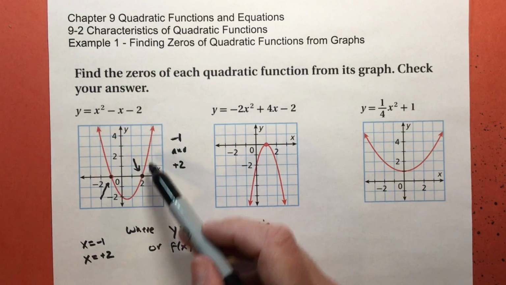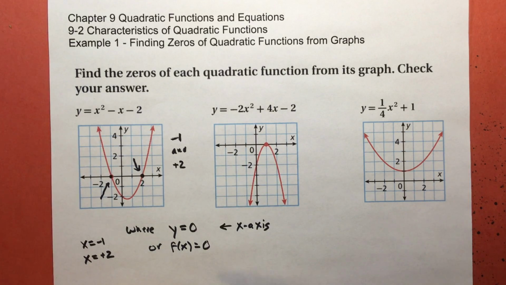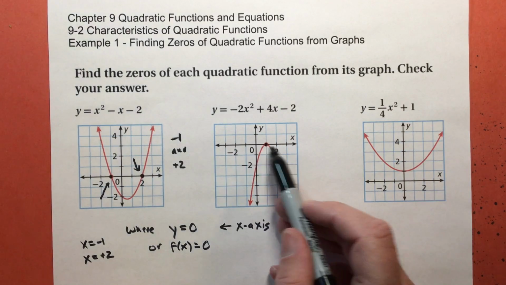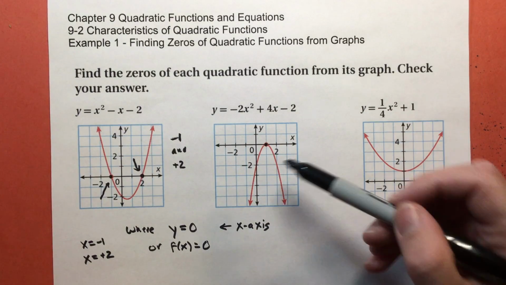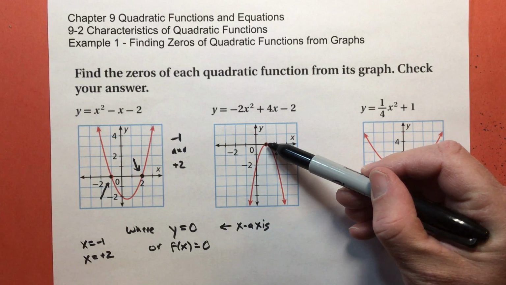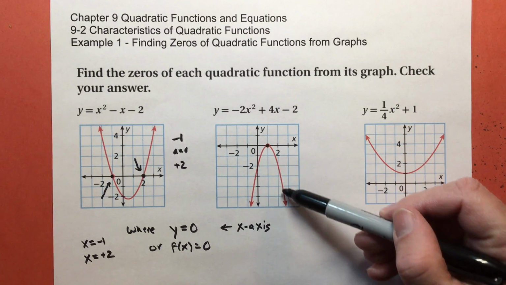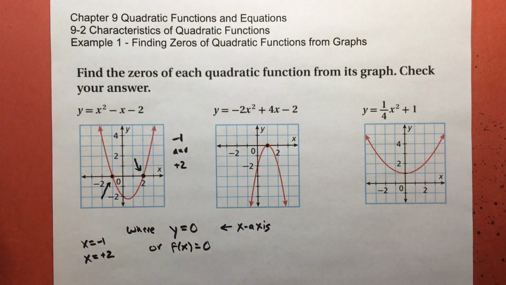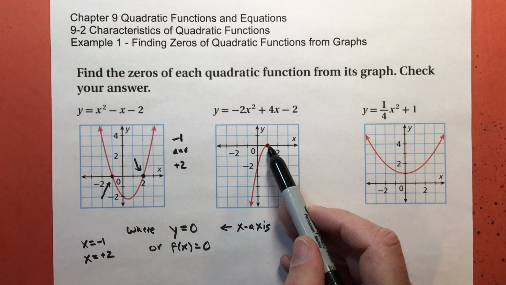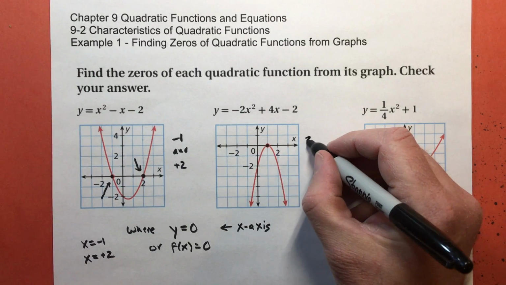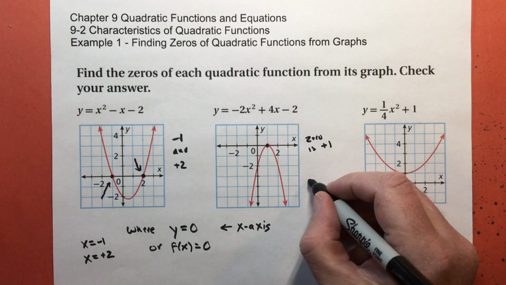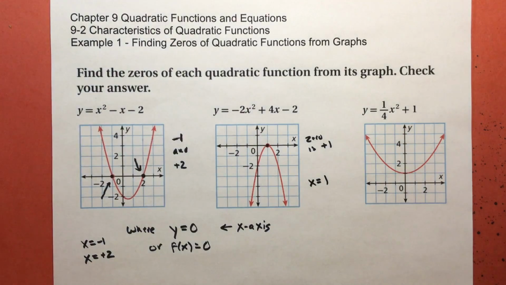So this graph crossed 2 times, so I got 2 zeros. This graph, the vertex is on the x-axis. So basically what happens is this one, the graph goes up, up, up, up, up, up, up. It touches the x-axis at the vertex and then turns around and comes back down. So I know we talked about maximum and minimum in the last section, so that's kind of the idea here. So what's the 0 right here? It looks like my 0 is +1. You can also write x equals +1 if you want to write it as x equals.